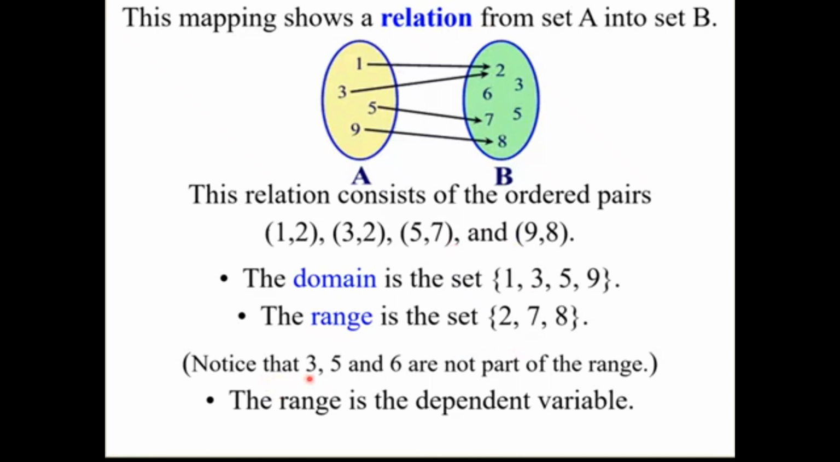Notice that 3, 5, and 6 are not part of the range. These numbers 3, 6, and 5 are not part of the range, but part of the codomain. The range is the dependent variable.